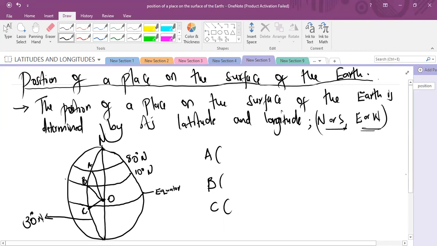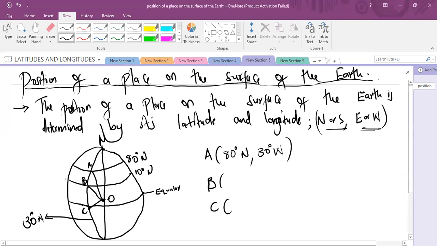Now, if you look at points A, B, and C, they all lie in the same meridian, which is 30 degrees west. What we are interested in is, first of all, getting to know, let's say the point A over here, as we can see, it is 80 degrees north. And we start with evaluating for the latitude. So this is 80 degrees north for the latitude. And then the longitude, as we've seen, they are all on 30 degrees west.